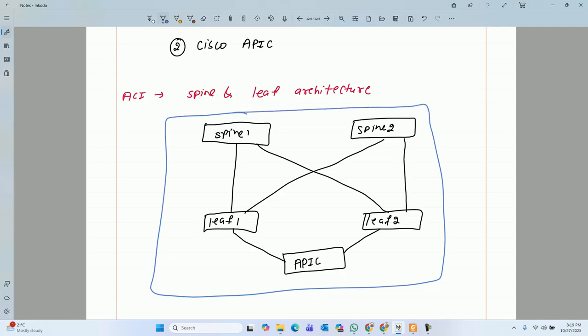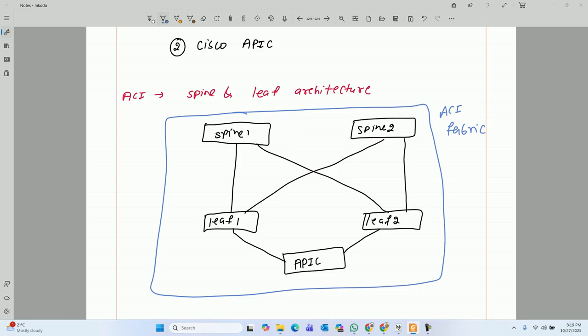Now guys, we'll start talking about each and every component individually. We'll discuss Cisco APIC. We'll talk about the Nexus switches and the hardware. Okay. One more thing that you remember, we have two types of operating system on Nexus switches.